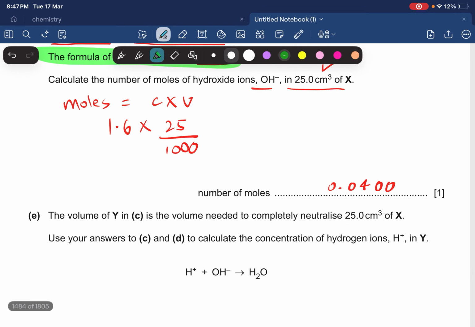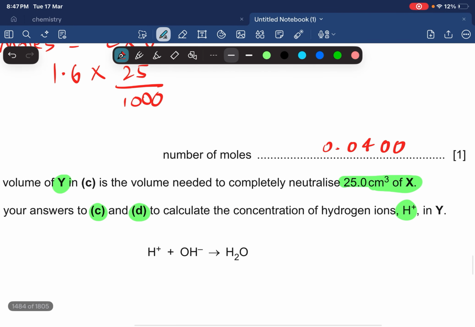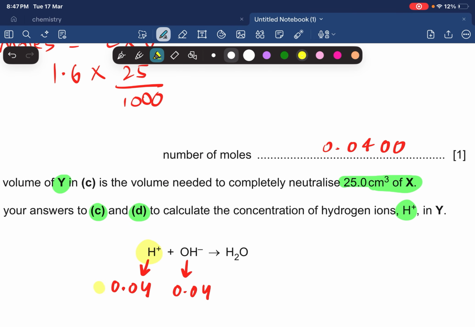The volume of Y in C is the volume needed to completely neutralize 25 cm cube of X. Use your answers to C and D to calculate the concentration of hydrogen ions. So now we know that 0.04 moles of this is going to react with 0.04 moles of this. So now I know that the moles of my H plus ions are 0.04.